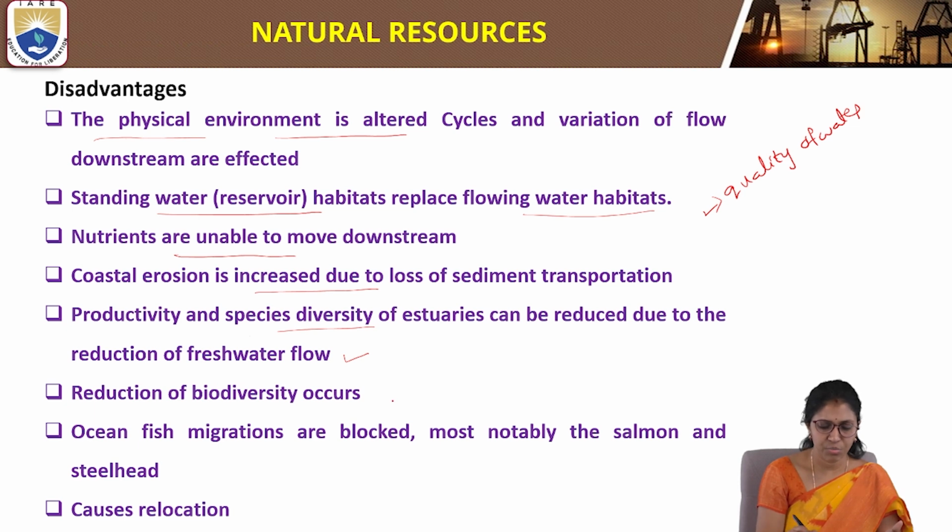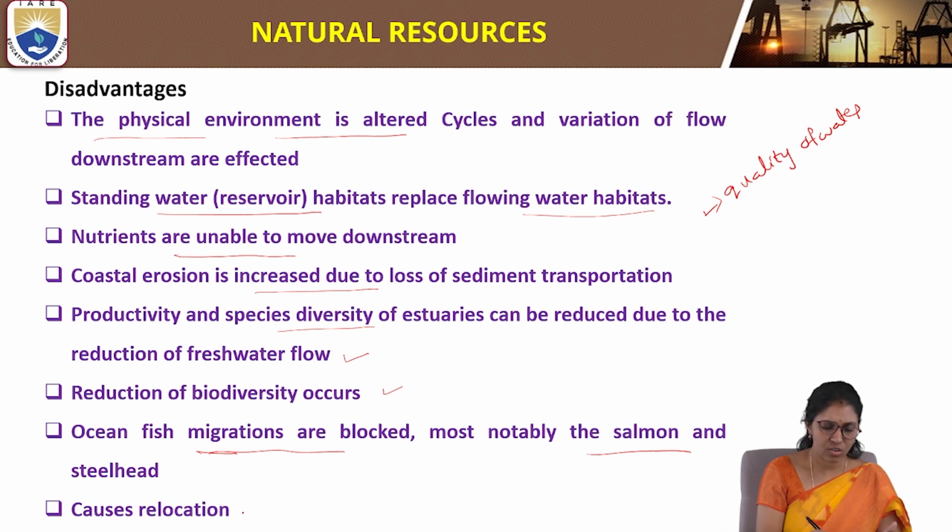Reduction of biodiversity also occurs, and ocean fish migrations are blocked because of the standing water in the reservoirs. When we construct a dam, the water is not moving from one place to another, so ocean fish migrations are blocked, most notably salmon and steelhead.